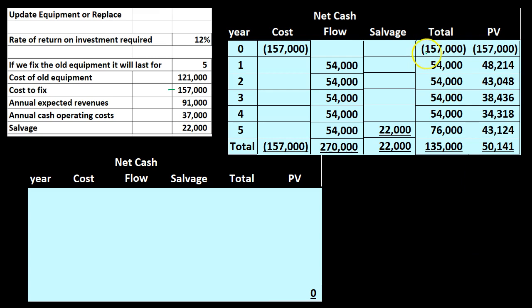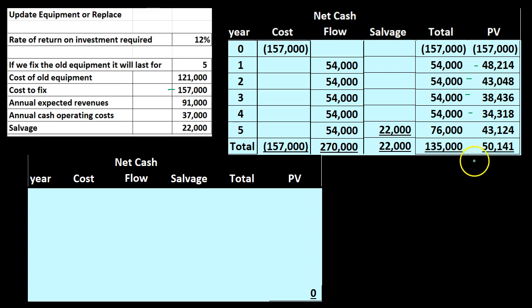The first year, of course, is what it is. $157,000 is $157,000 at year 0. The $54,000, if we pull back to year 0, present value, 48,214. The next 54, 43,048. The next 54, if we pull back to year 0, 38,436. The next 54, 34,318. And finally, the $76,000 total, if we pull it all the way back to year 0, 43,124. If we sum these up, then if we add up the present value, 50,141. So in other words, total cash flow, $135,000 positive.